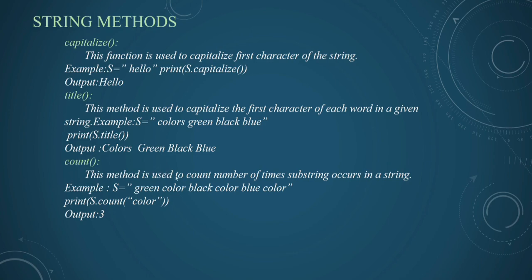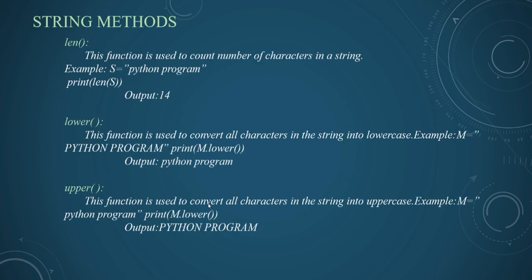Then count. This method is used to count the number of times a substring occurs in a string. Example: string green color, black color, blue color. We print the count of color, how many colors are placed in this example. There are 3 colors: green color, black color, blue color. We give print s dot count color. The output is 3. Then length. This function is used to count the number of characters in a string. Example: string Python program, print len s, output is 14. There are 14 characters in this string.